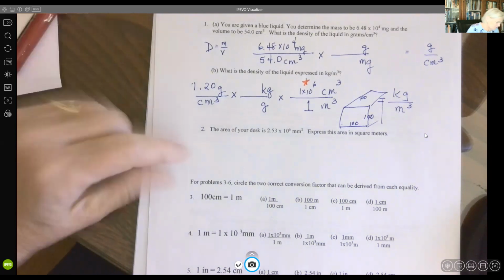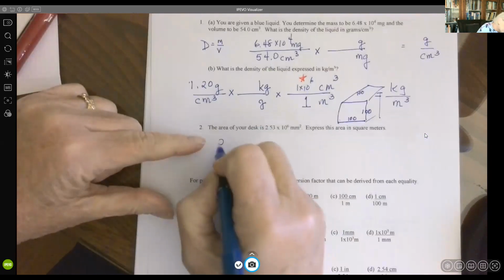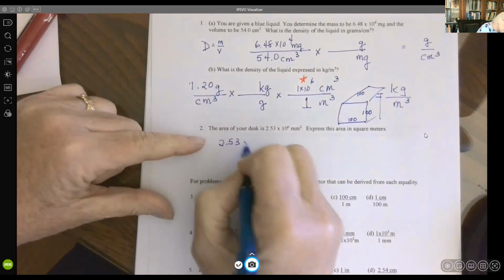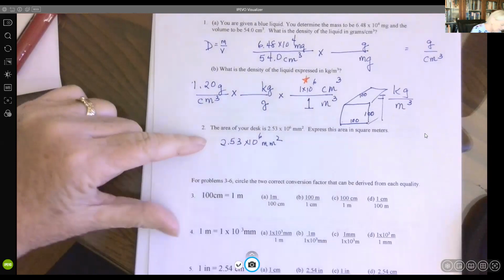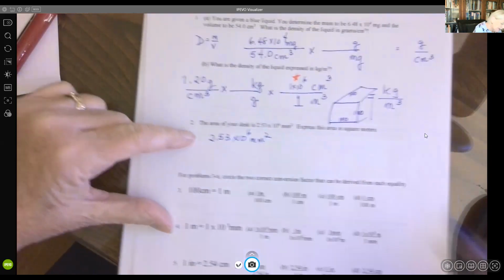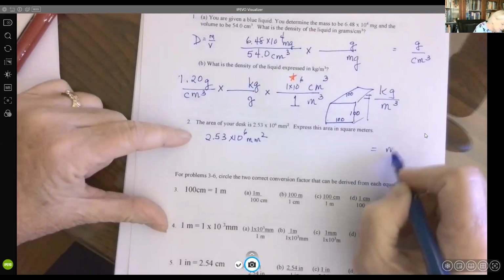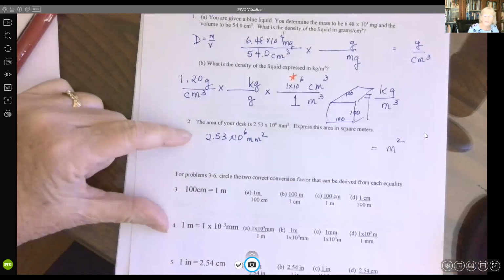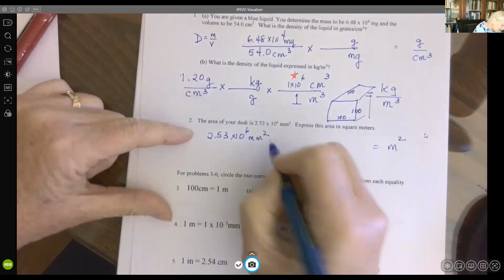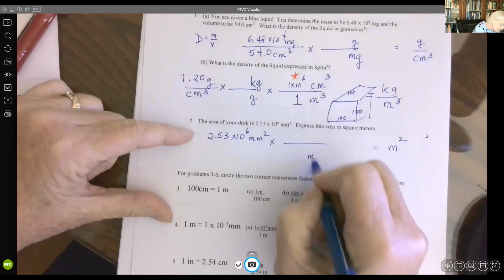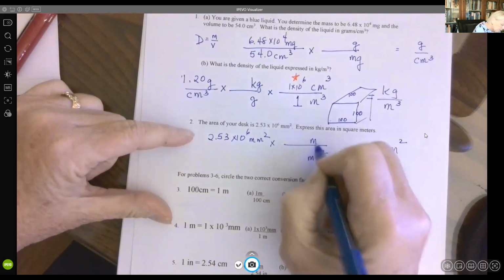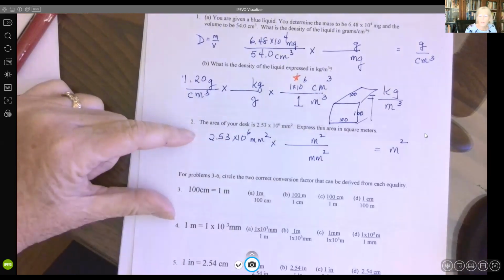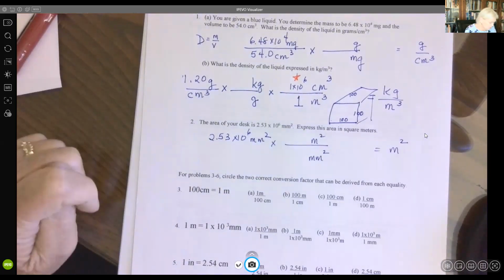Number 3, the area of your desk is 2.53 times 10 to the 6 millimeters squared. That's an area. They would like it expressed in meters squared. So how are you going to get to meters squared? You've got to figure out how many squared millimeters are in 1 squared meter. There's a conversion you have to do.